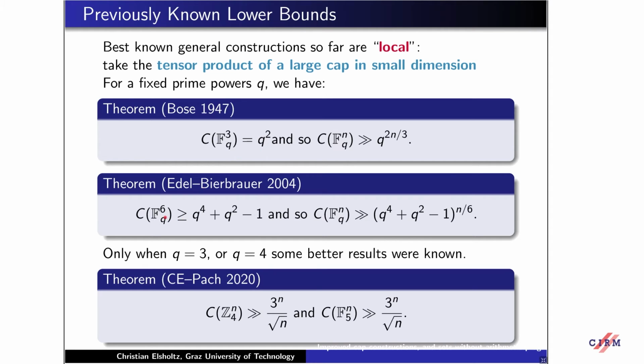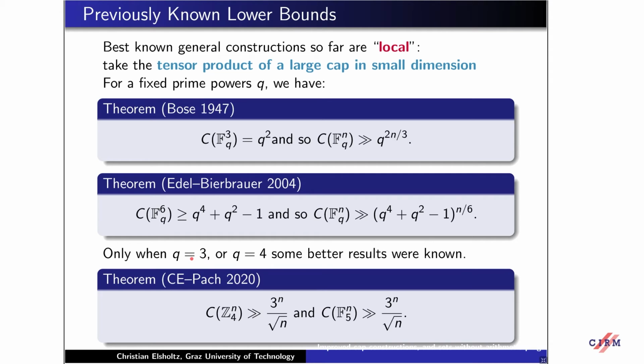Namely, you see here a result by Edel and Bierbrauer in dimension 6. So from lifting this, you would get q to the 4, and they managed to get q to the 4 plus q squared minus 1 for this affine cap. So lifting this one now gives you in high dimension n a slightly better result than this one. Yeah, depending on q, it's not so much better. You will see some numerical estimates of this later on. That's not so much better because you think you add something, but you also take the 6th root of this. So the improvement is relatively small.